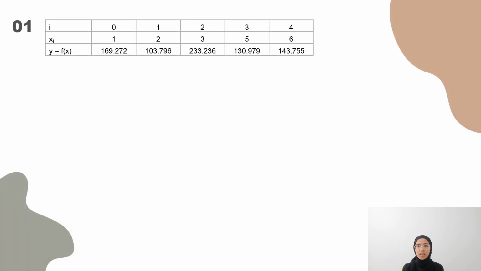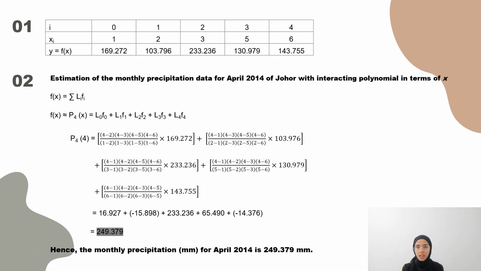First, rearrange the dataset as the table shown. Second, using the quartile method of Lagrange, use this formula and insert the following data. The estimation of the monthly precipitation data for April 2040 is an interpolating polynomial in terms of x. Hence, for the end result, it can be concluded that the monthly precipitation for April is 249.3779 mm.